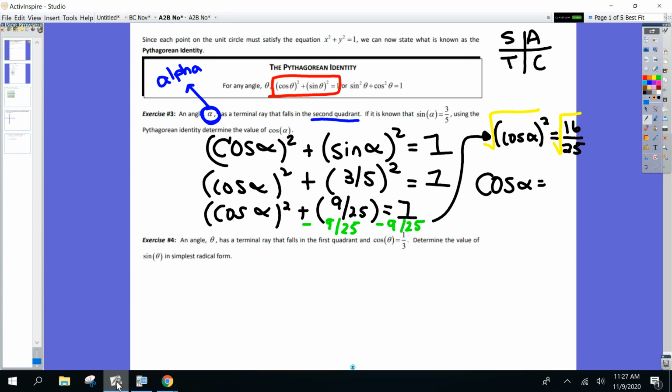What's the S mean in the second quadrant? Sine. Only sine is positive in the second quadrant. So what do you know about cosine? So that's why I'm just not going to put 4/5. I got to put negative 4/5, everybody, because cosine is negative in the second quadrant. Okay?